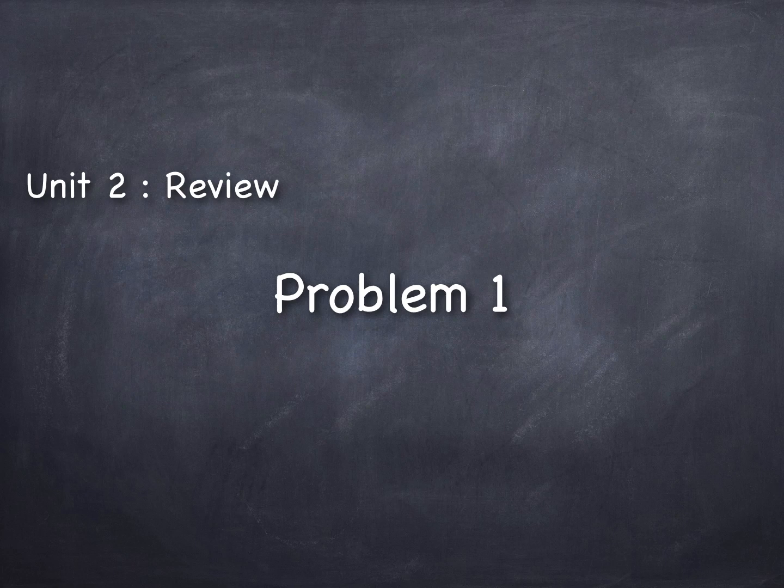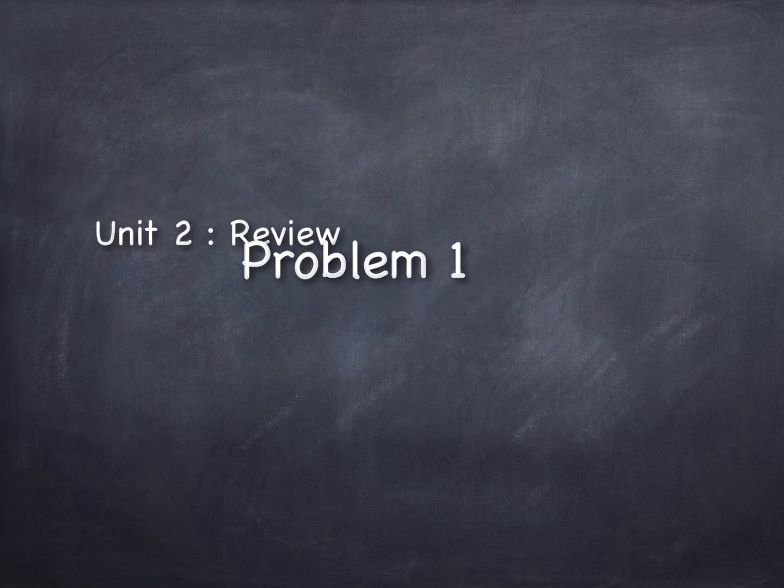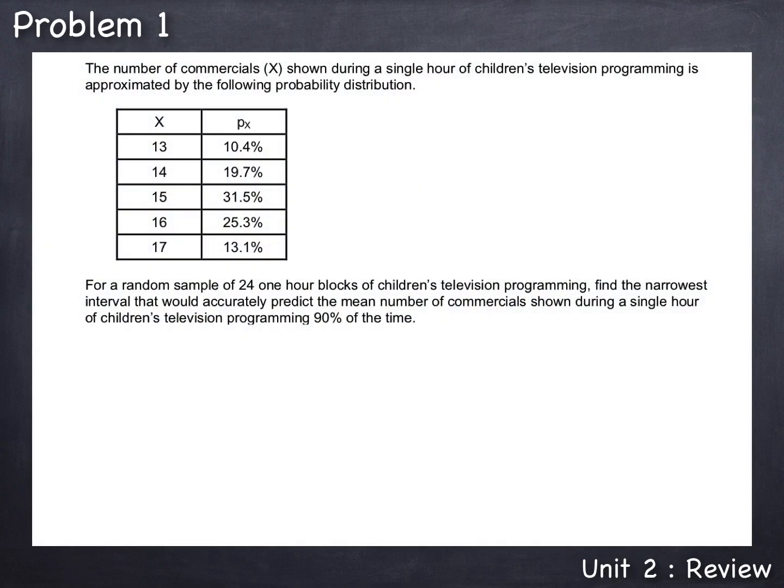Unit 2, Review. Problem 1. The number of commercials X shown during a single hour of children's television programming is approximated by the following probability distribution. For a random sample of 24 one-hour blocks of children's television programming, find the narrowest interval that would accurately predict the mean number of commercials shown during a single hour of children's television programming 90% of the time.